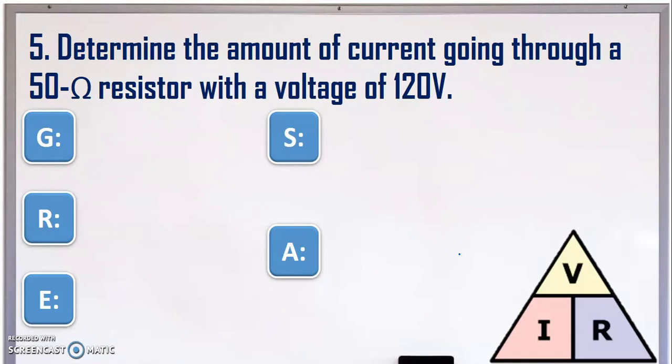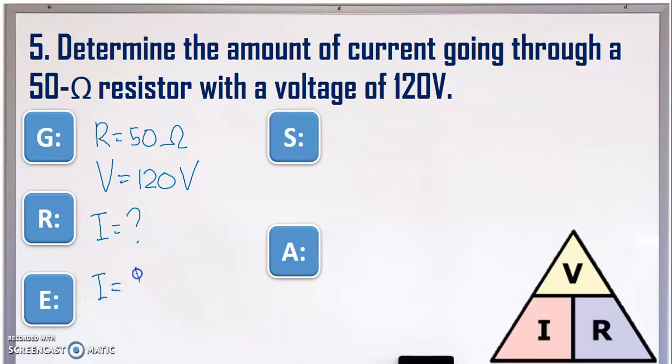Determine the amount of current going through a 50 ohm resistor with a voltage of 120 volts. The givens in this problem are the value of the resistance, which is 50 ohms, and the value of the voltage, which is 120 volts. The required quantity is the current, which has a symbol of I. For the equation, I = V / R.